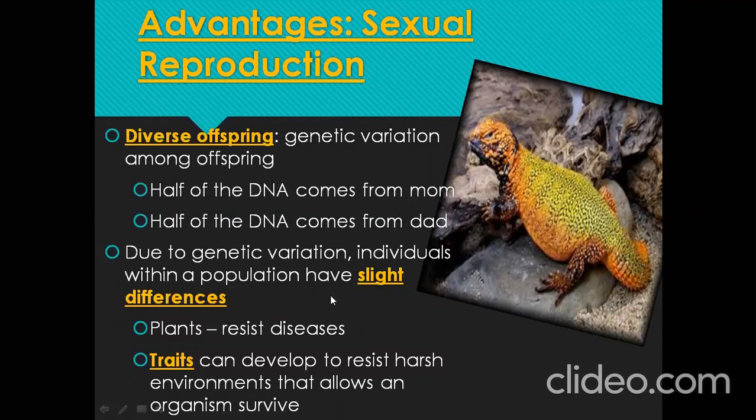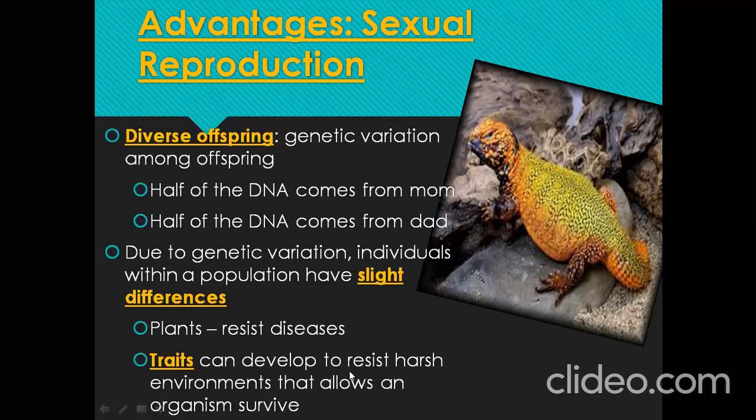So maybe the parent has no resistance to a disease, but if a new offspring forms and that variation comes, maybe that new offspring has resistance to a specific disease. It means the variation can be good for the plant or for the new offspring that forms. It may be good for that.